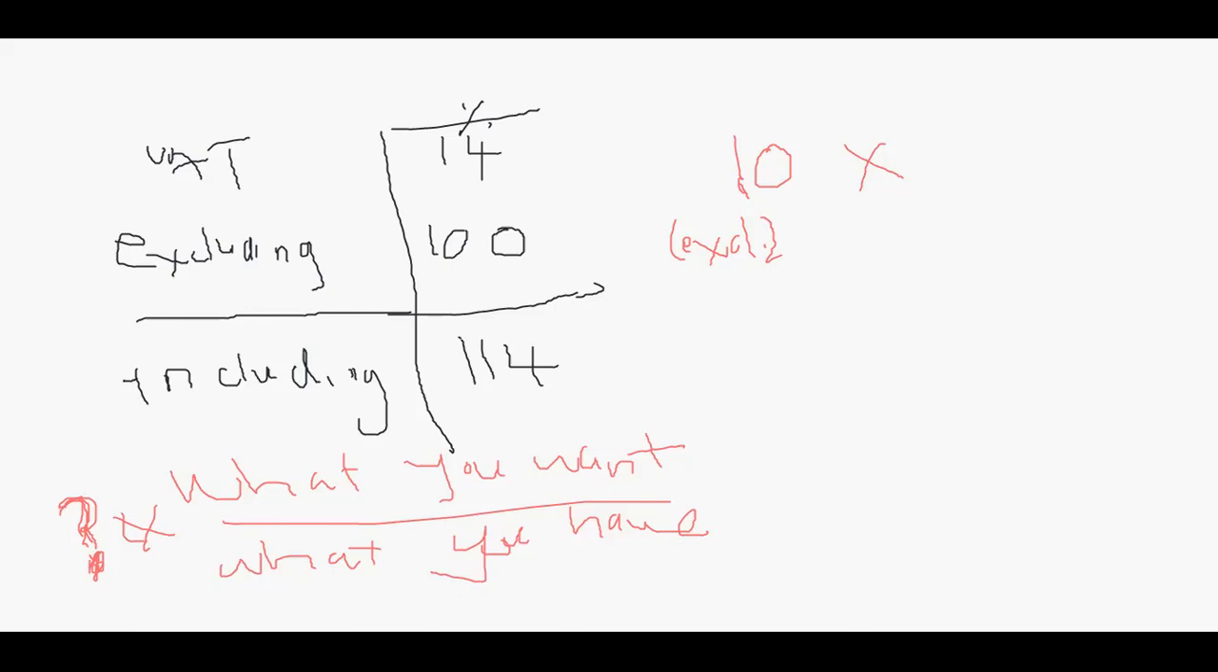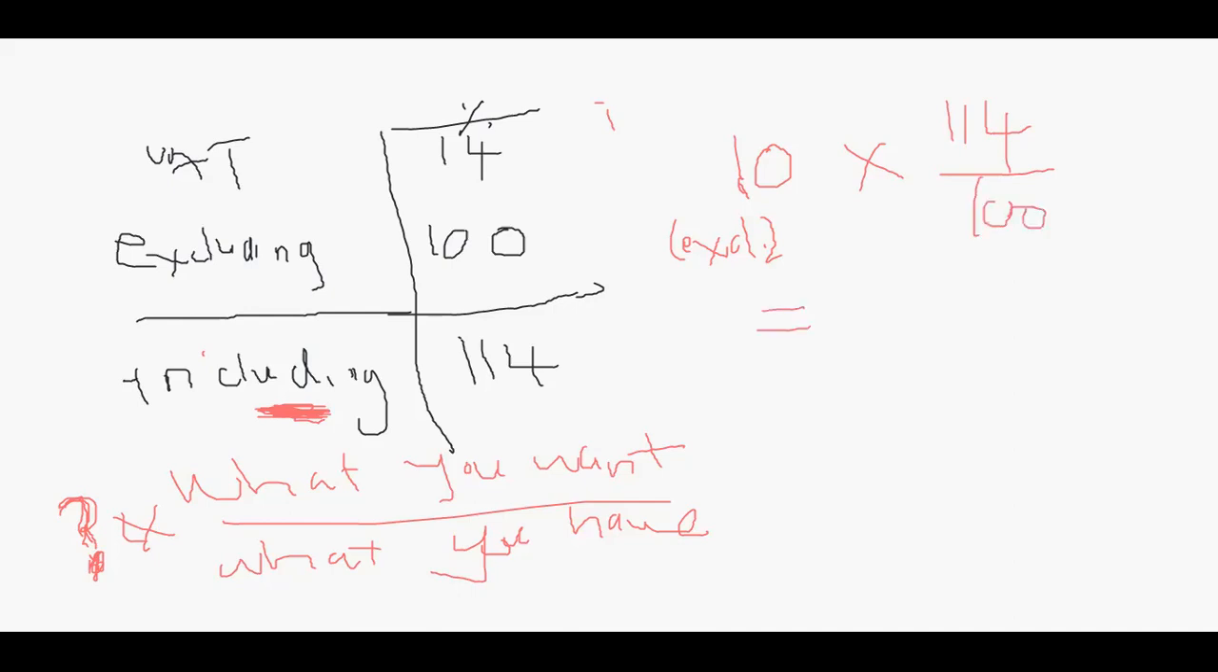So then you take this number excluding VAT, you times it by what you want over what you have. So what do we want? We want the amount including VAT. So you take 10 times 114 over what you have. We have the amount excluding VAT, so we have 100. So we have the 100%. So you take it over 100.